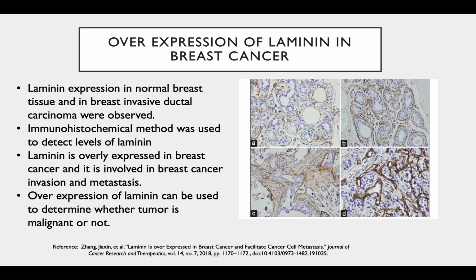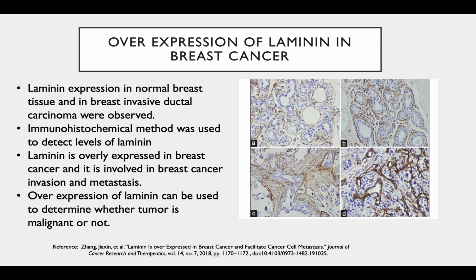The study that I chose was the overexpression of laminin in breast cancer. Laminin expression in normal breast tissue and in breast invasive ductal carcinoma were observed. Immunohistochemical method was used to detect levels of laminin. Squares A and B represent normal breast tissue, while C and D represent breast cancer tissue. The diagnosis of the breast tissues was confirmed by two senior pathologists with hematoxylin and eosin staining.